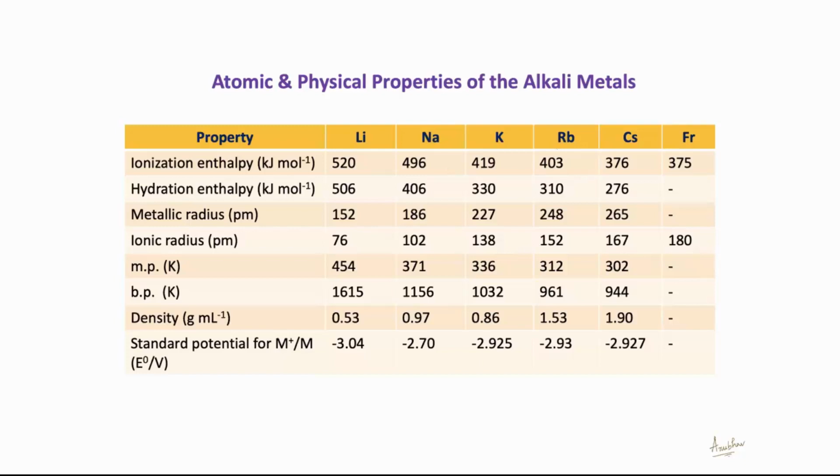Now, when we discuss the hydration enthalpy, you can also see a decreasing trend here. Lithium is 506, sodium is 406, potassium is 330, and so on. So there is a decreasing trend in the hydration enthalpy also. So why does the ionization enthalpy decrease from lithium to francium? From lithium, we can see the size of lithium is the smallest, because when we are going down the group, lithium is the smallest one and francium is the largest one.